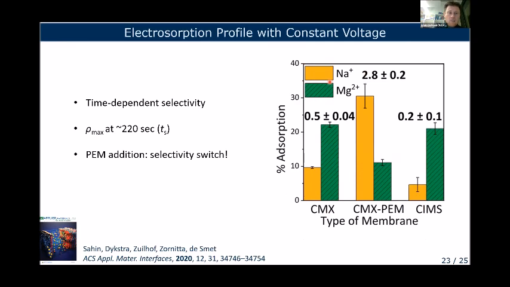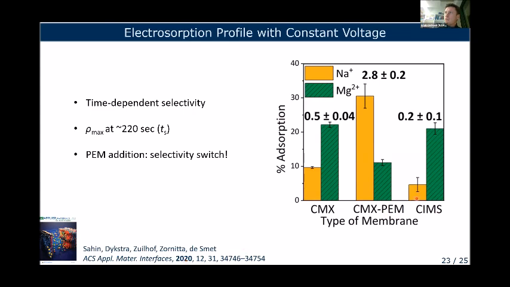If we add our polyelectrolyte multilayer onto these membranes, we see a switch. For example, here CMX, which is then selective for the divalent magnesium, so the green bar is bigger than yellow. You see a flip towards a larger yellow bar, which is reflecting the sodium. So we go from a magnesium selective membrane to a sodium selective coated membrane, while the coating is only in the nanometer range. So that was an interesting result, which we published earlier this year.